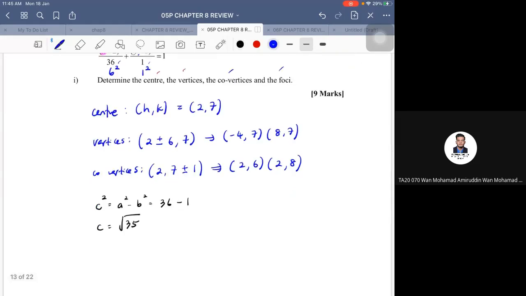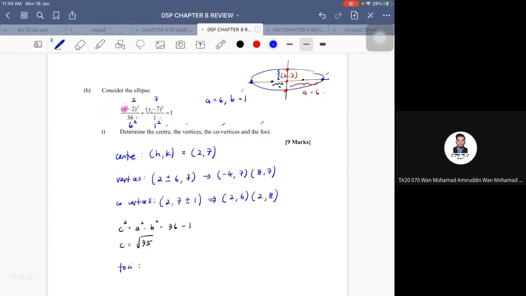So when we wanted to find apa dia koordinat untuk kita punya foci, both of them. So foci ni X akan berubah. So dia bergerak ke kiri dan ke kanan. Dia macam vertices tadi. So kita akan ada 2 tambah tolak square root of 35. And then koordinat Y dia still sama. So dia akan jadi 7.